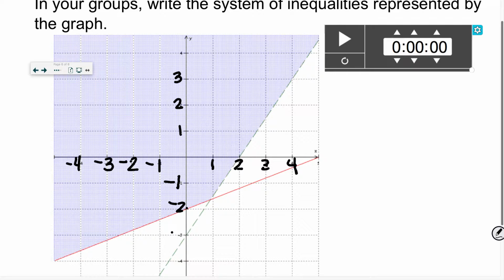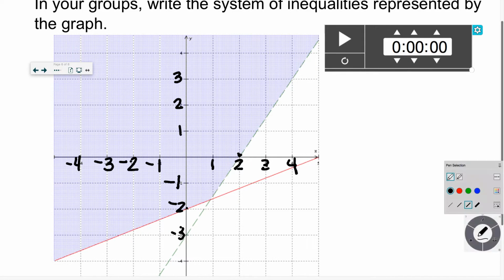What's that side? But there's only one shaded area. Yeah, both ones are shaded. So where do we think the solution set to that first line is? On this side, the red line, on the right side, on the higher side.